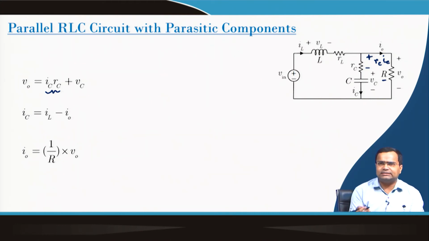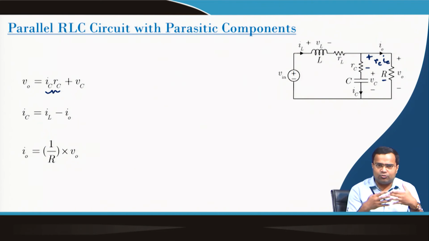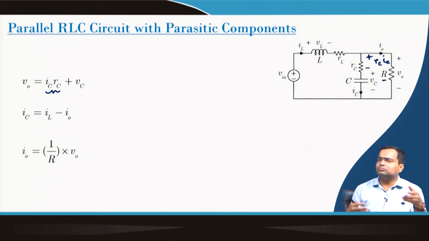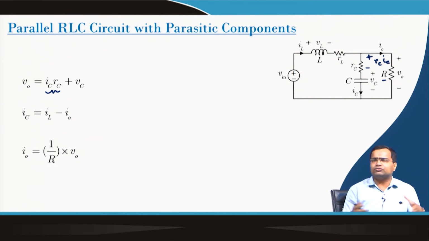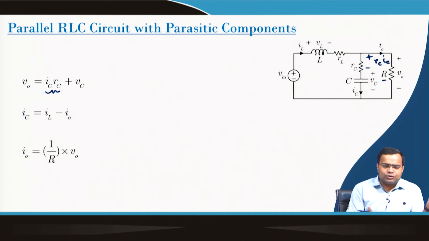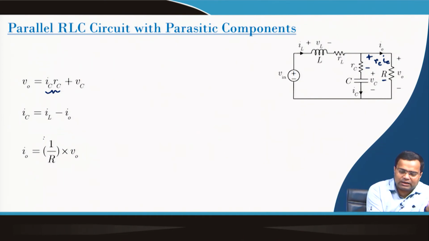Now, it is not necessary that the load has to be always resistive. We can consider a combined load consisting of a resistive load plus a constant current load. We can even consider a constant power load. So, different types of loads are possible, and we need to accordingly get the load current as a function of output voltage.